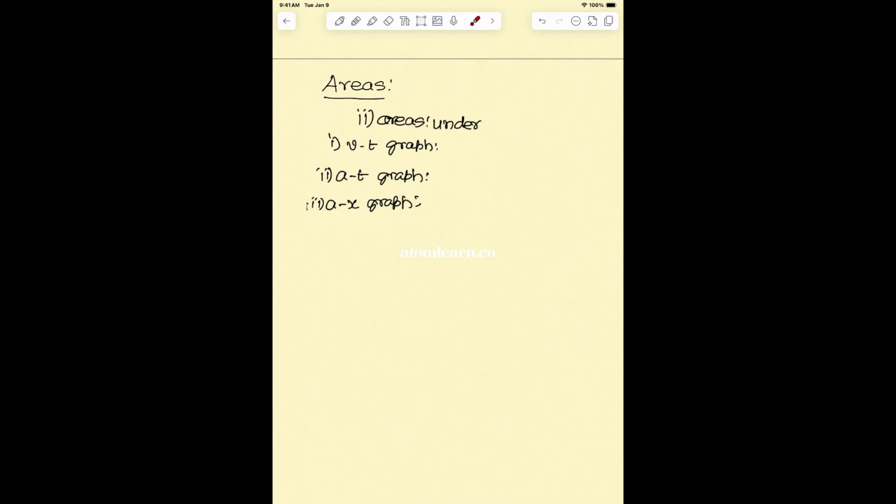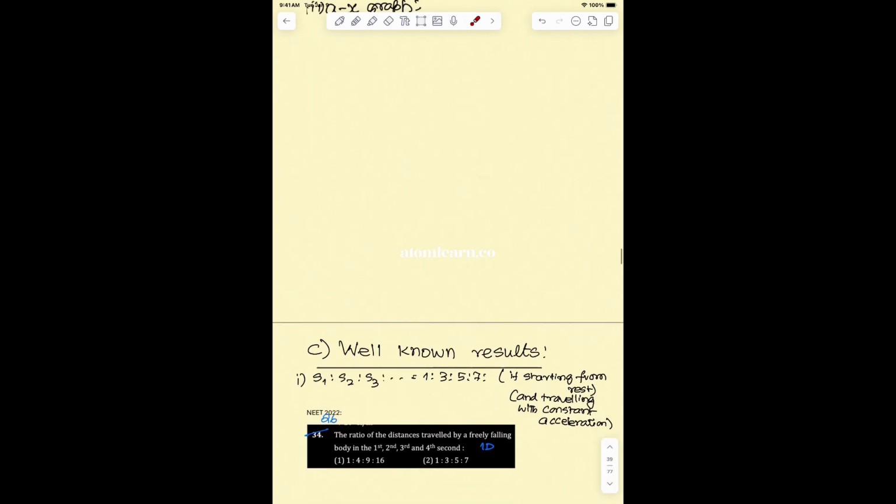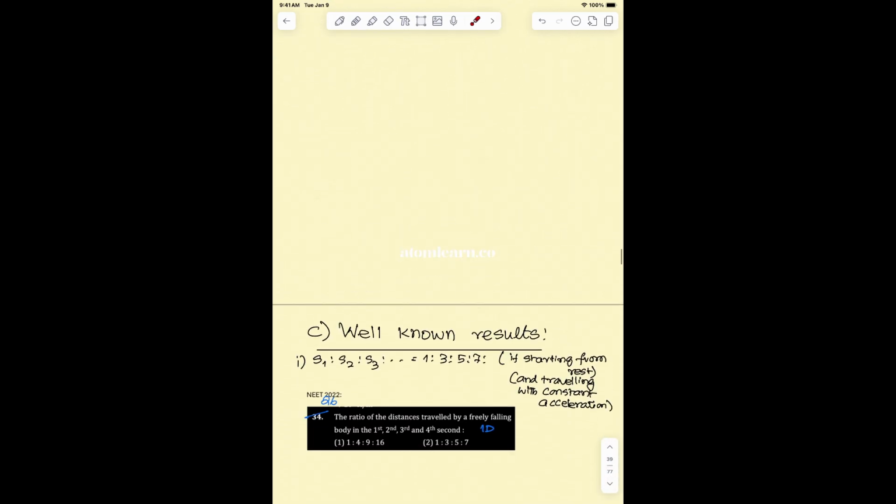So far we have considered the slopes, and therefore answered questions based on the slopes. Now we will consider the questions asking about areas. Area under the VT graph is going to give you displacement. The AT graph is going to give you change in velocity. Of course, the AX graph is also going to give you the v dv by dx. Therefore, now we'll consider these kinds of questions.